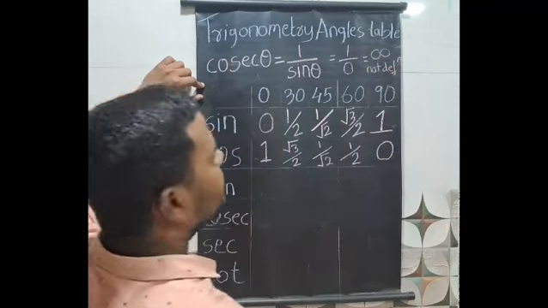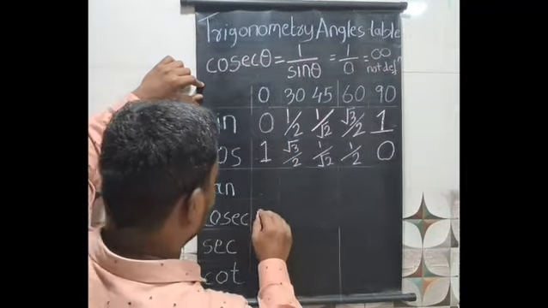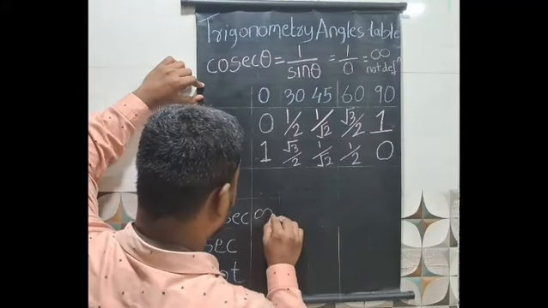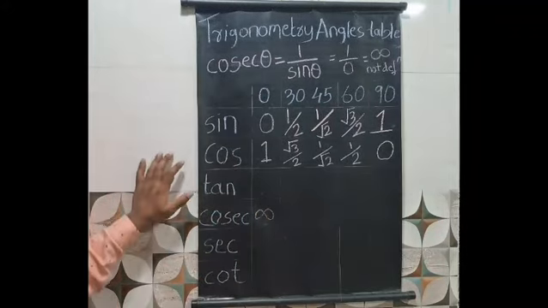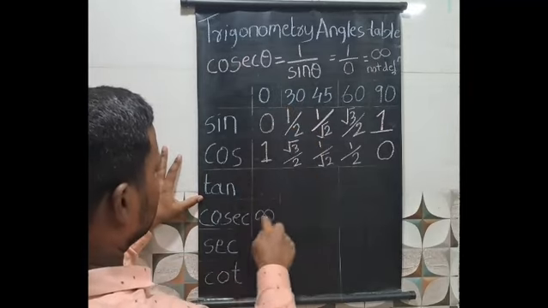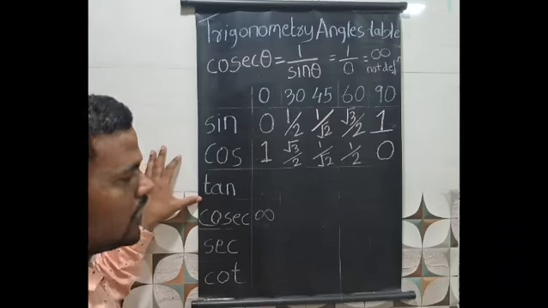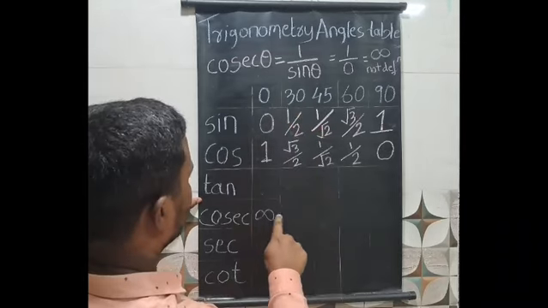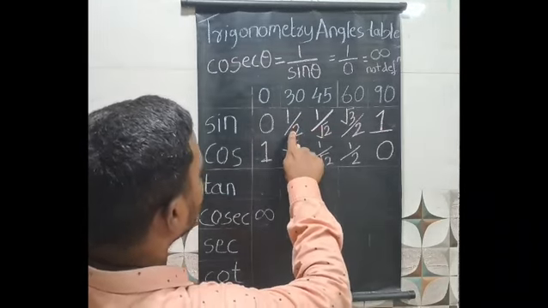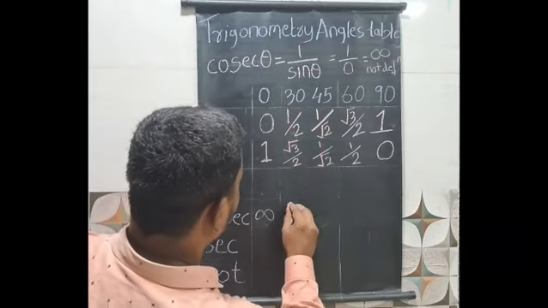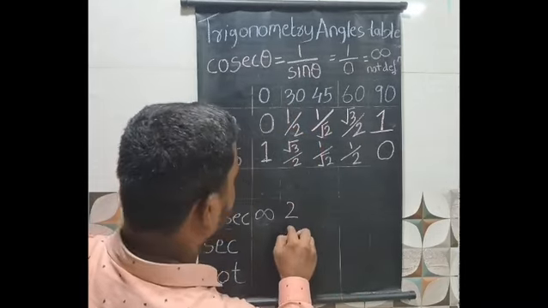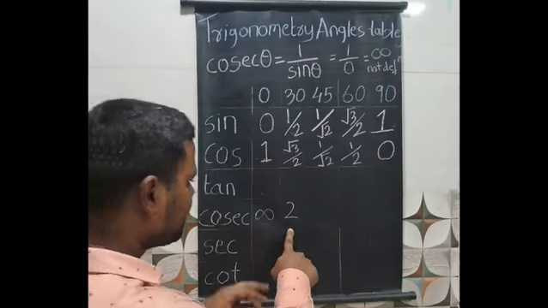Okay, so we can rewrite this as infinity. Similarly, for every angle we have to take the reciprocal of the values of sine and write it over here. So sine 30 is 1 upon 2, cosec 30 will be 2 upon 1, which we can write as 2.